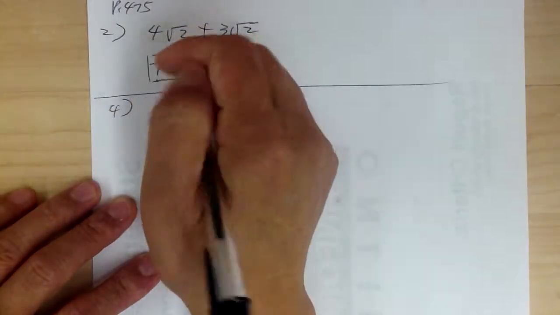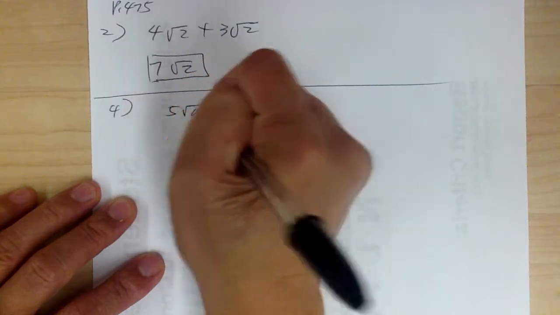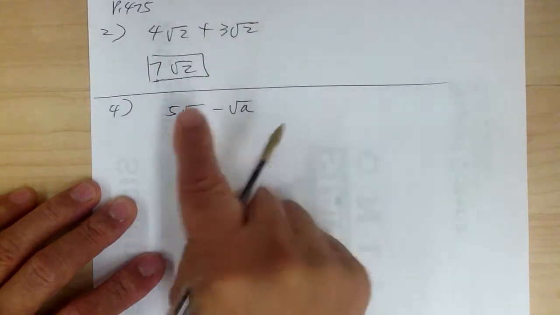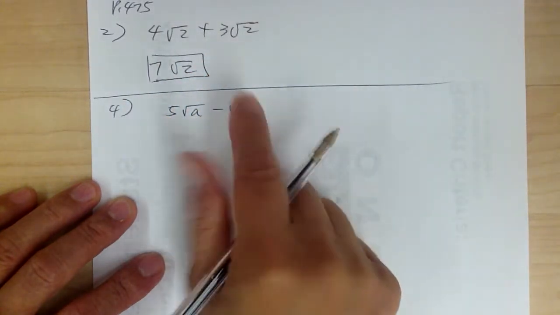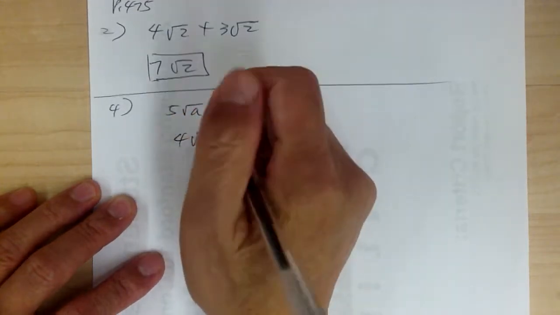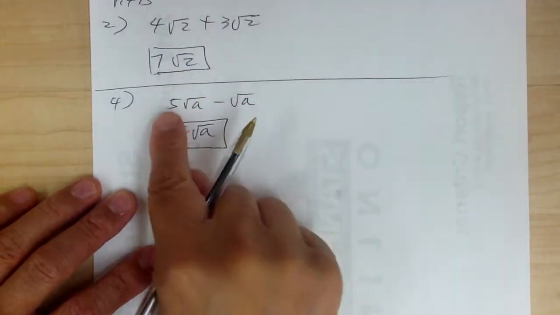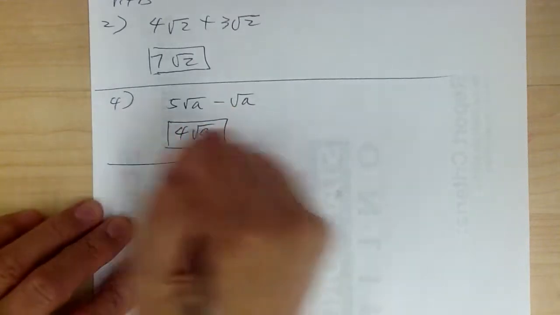Okay, number 4, you have 5 square root of a minus square root of a. So you've got 5 square root minus 1 square root, so you end up with 4 square roots. You get 5 of these minus 1 of these, you get 4.